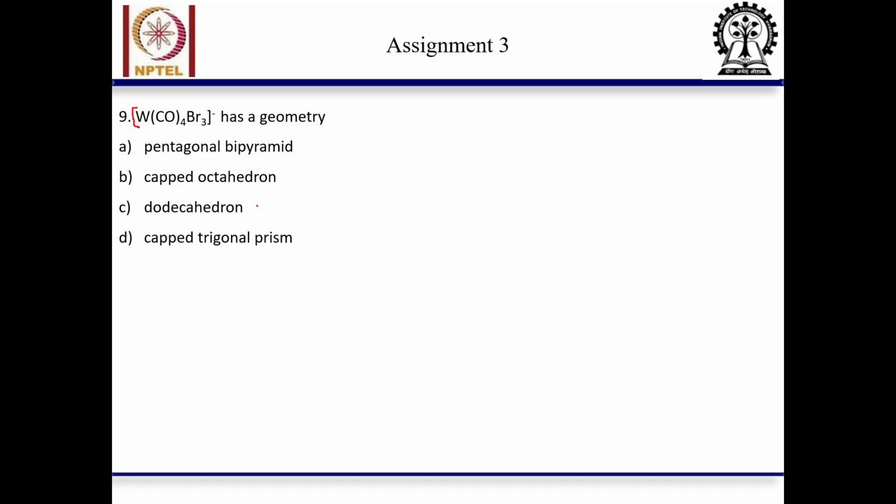First one is the capped octahedron. Second is the capped trigonal prism. And third is the pentagonal bipyramid. So now, option C is already incorrect because it is for coordination number 8. For coordination number 7 there are three possibilities: pentagonal bipyramid, capped octahedron, and capped trigonal prism. Now you have to guess and let me know.